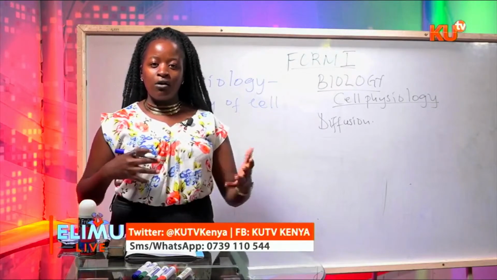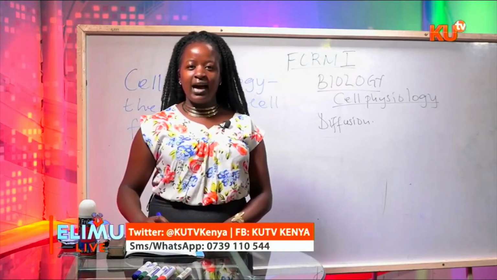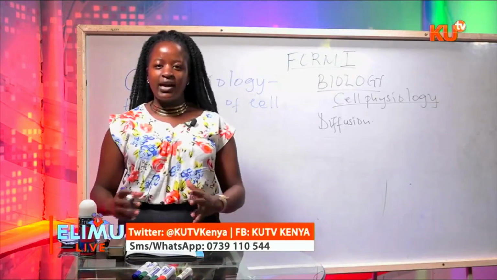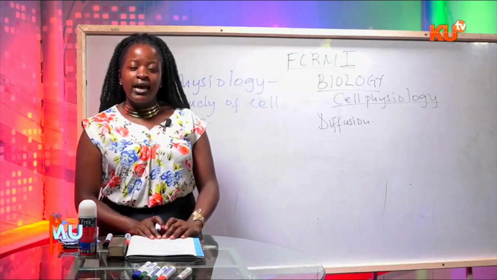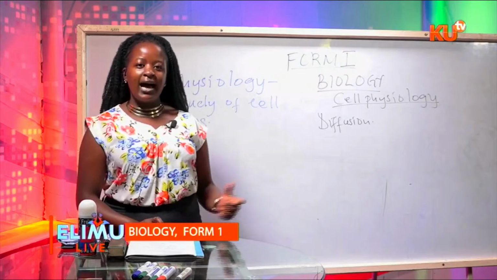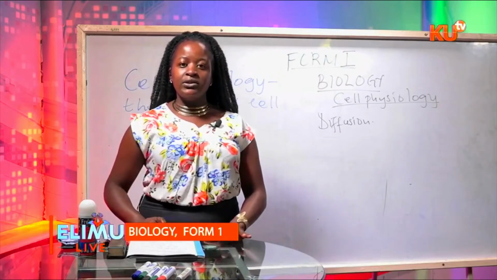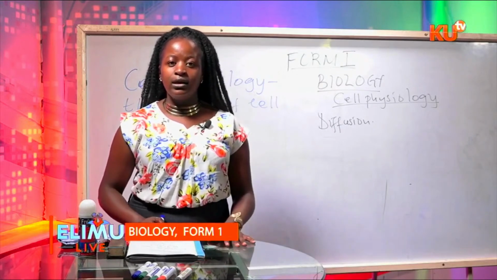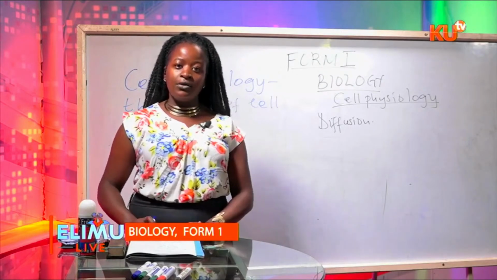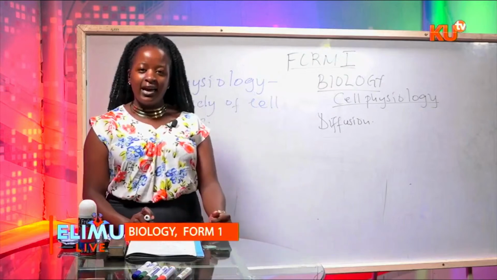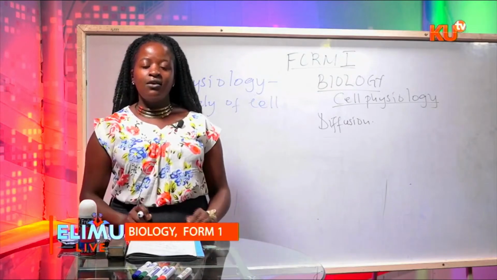For that cell to carry out this activity, it needs to get some raw materials. And that is what we are going to study under cell physiology. Some of these raw materials required by the cell include oxygen for the animal cells and carbon dioxide for the plant cells.